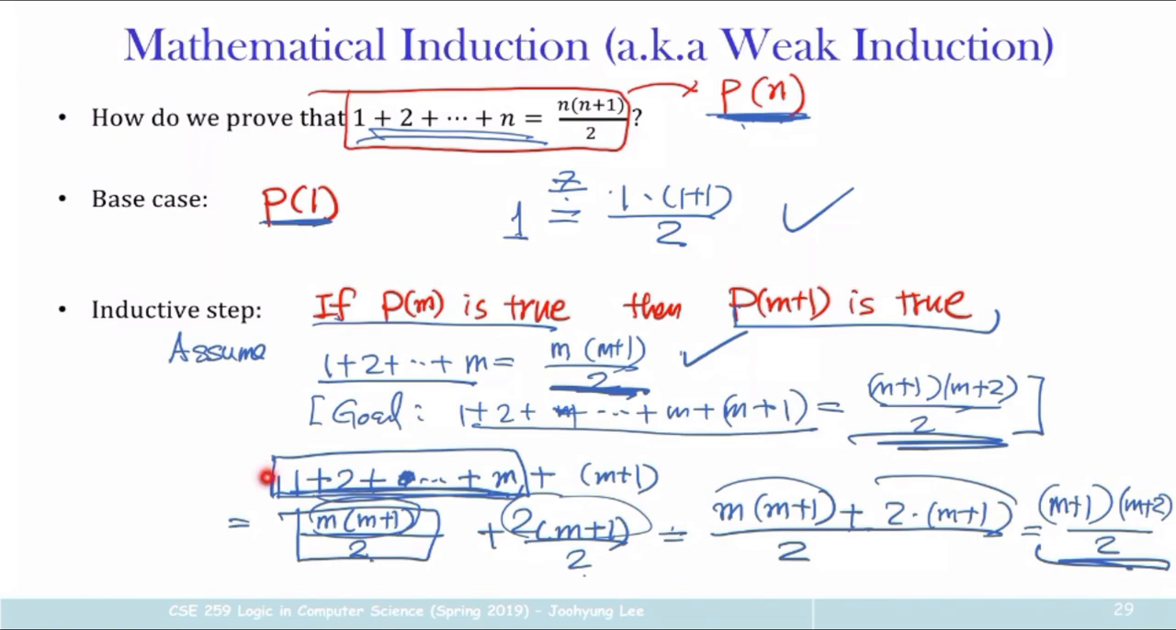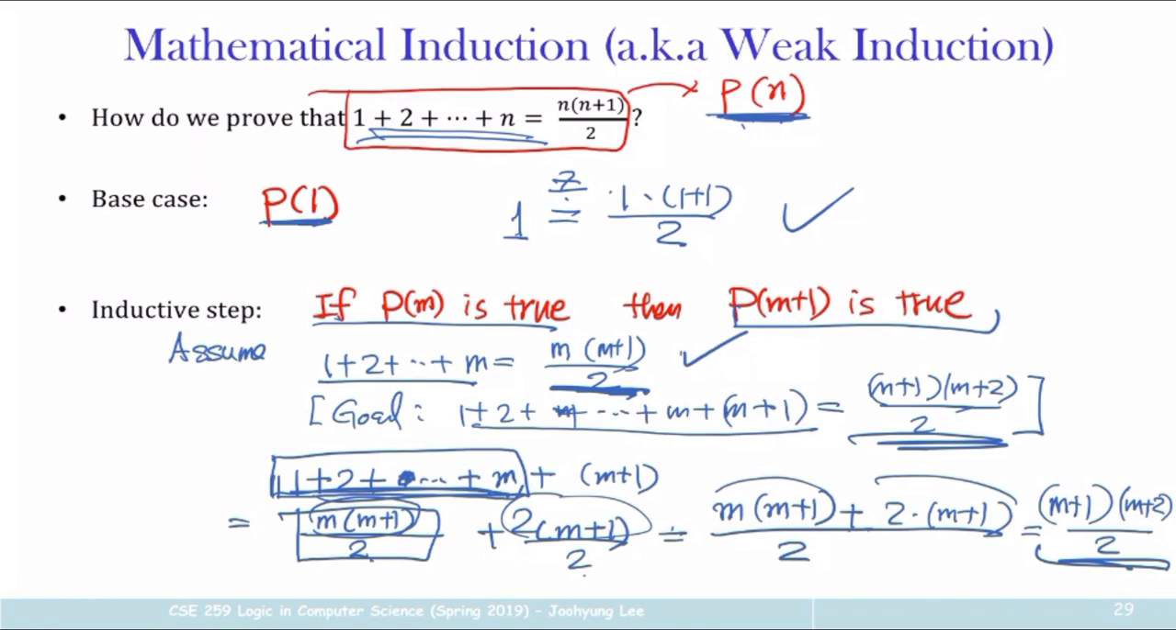So we started with this one, 1 plus 2 plus up to m plus 1 equals this number. This was exactly the goal to be proven. Okay? So we proved P of m plus 1 is true. Okay? Good. Any question about this proof?